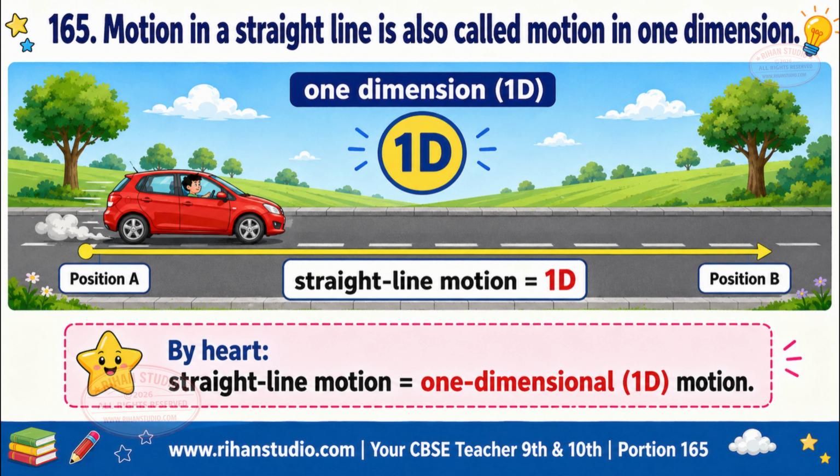Motion in a straight line is also called motion in one dimension. A name to remember: straight line motion is motion in one dimension, or 1D. By heart, straight line motion equals one-dimensional, 1D motion.